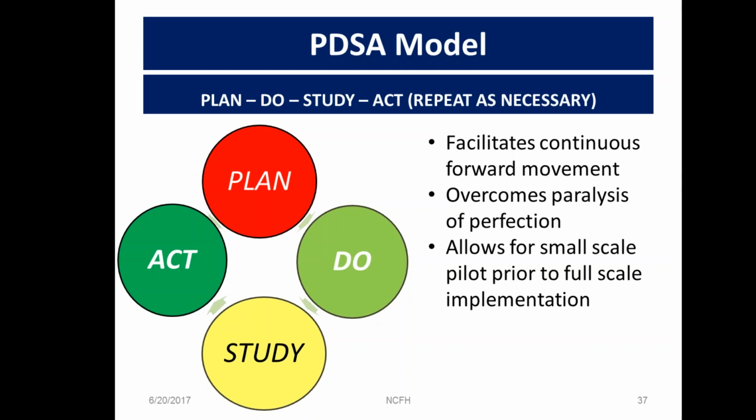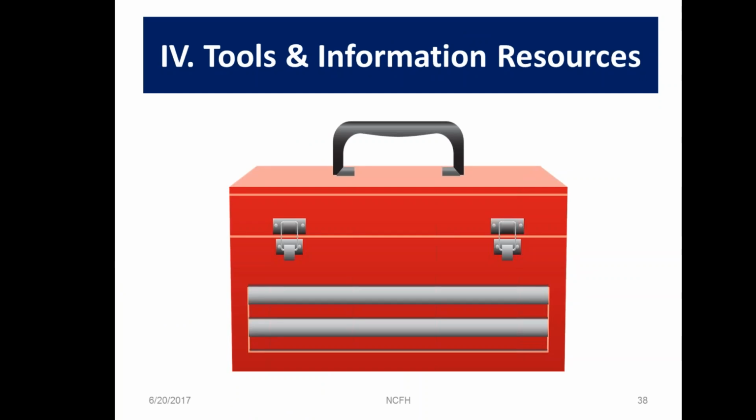Here's another tool. It's called the PDSA model. I haven't been in college in a long, long time, but I have younger people who work with me who are fresh in their educational achievement, and this is one of the new models that's been introduced in the last 5 years. Plan something, do it, test it, study it, act, and then repeat it. You don't have to have everything perfect. This model facilitates continuous forward improvement. It helps you to overcome paralysis of perfection, and it allows for small-scale piloting of ideas and programs prior to full-scale implementation.